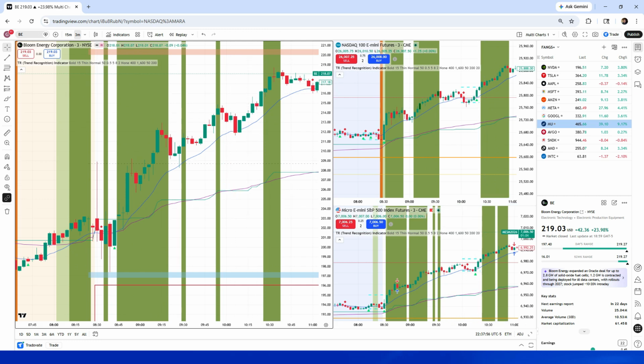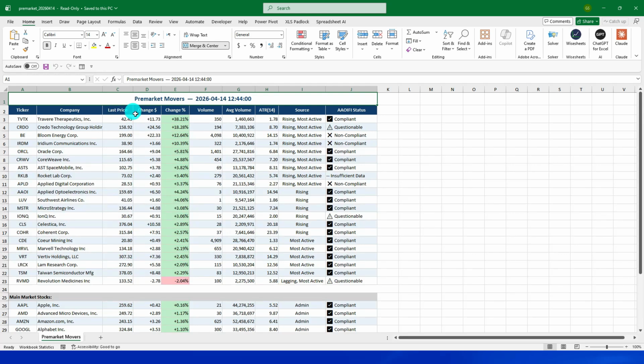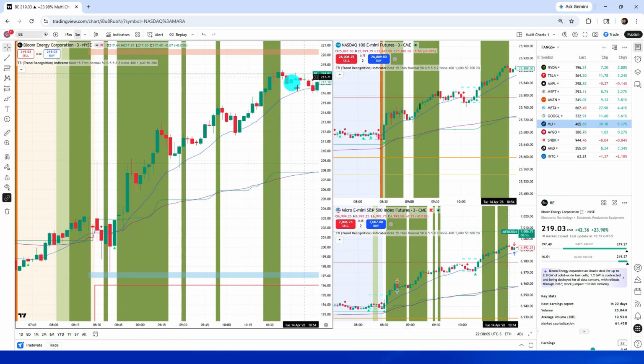Remember, this is Bloom Energy, it was already up by 12.64%, and then it was again up by this much, so it would total something around 17-18% in a day, which is quite a bit of rise in one day.